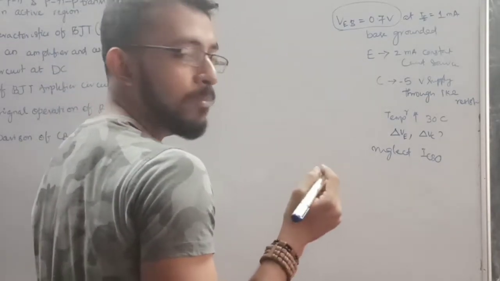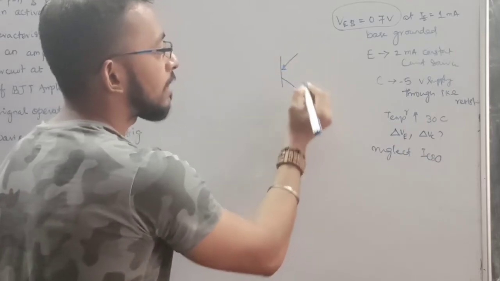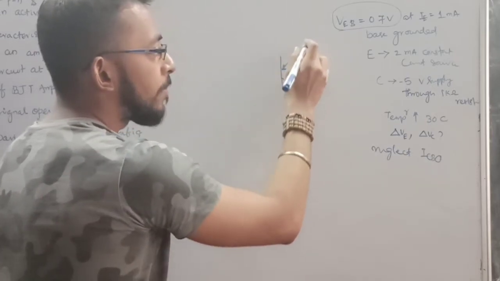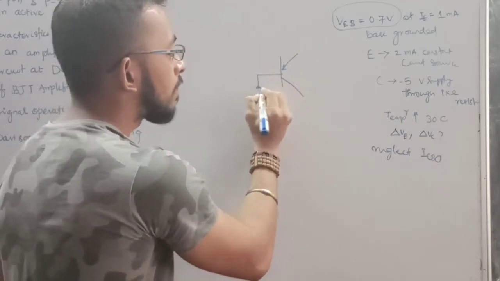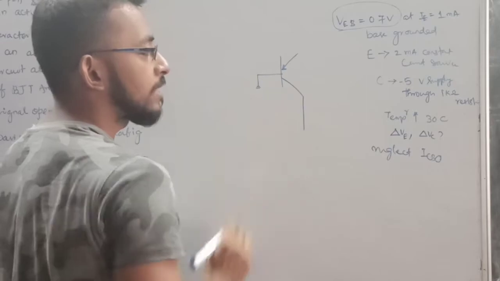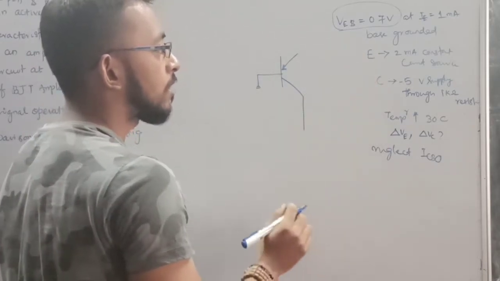And what is the symbol for a PNP transistor? This is the symbol. It means the current will enter at the emitter, and it will leave through both the collector and the base. Here I have grounded the base because it is given in the question.